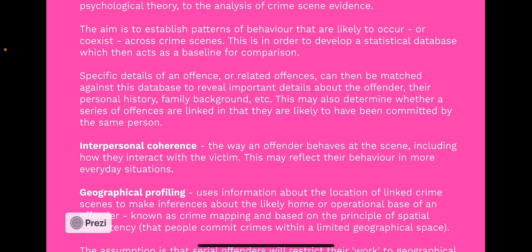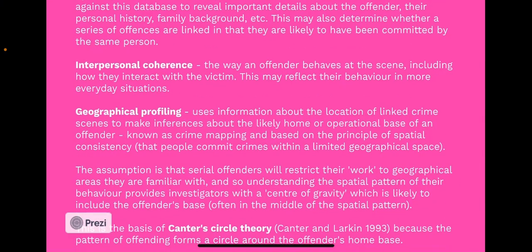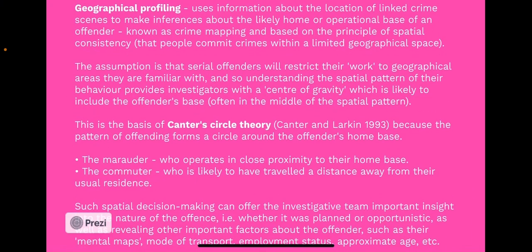by the same person. So we have interpersonal coherence, which is a part of this, and this is the way the offender behaves at the scene, including how they interact with the victim. This might reflect their behaviour in more everyday situations. So it's looking at that crime scene in more detail than the top-down approach, and it's looking at that interaction between the offender and their victim, whereas the top-down approach doesn't really look at that in much detail.